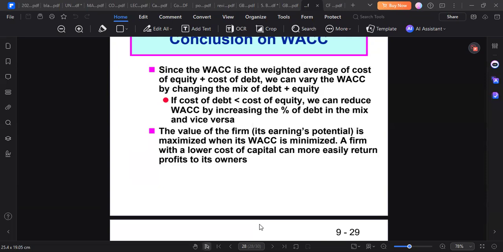Why do we want to minimize WACC? Because the lower WACC will increase the value of the firm and profitability. And also remember that there's a tax shield, which is critical. And this is what makes debt cheaper than equity. So we can look at an example before we move anywhere further.